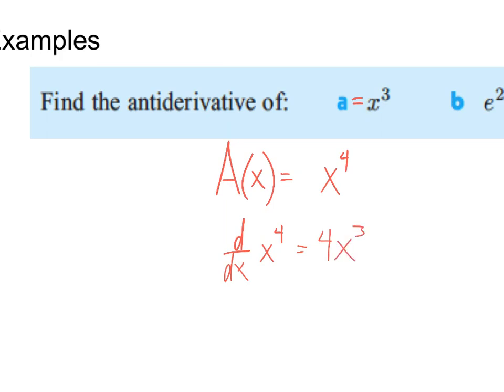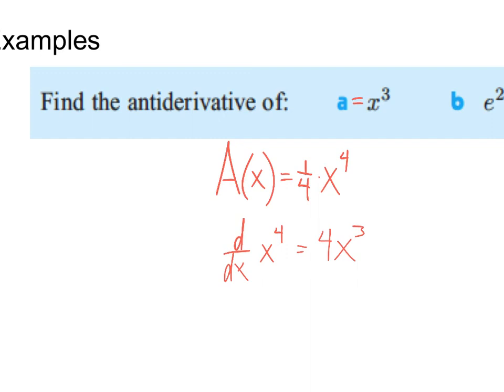No. So what do I need? Yeah, I need it over 4 or times 1/4, either way. For room, I'll put times 1/4. Okay? So, the antiderivative of x cubed is 1/4 x to the fourth. If I take the derivative of this, I'll get this, right?